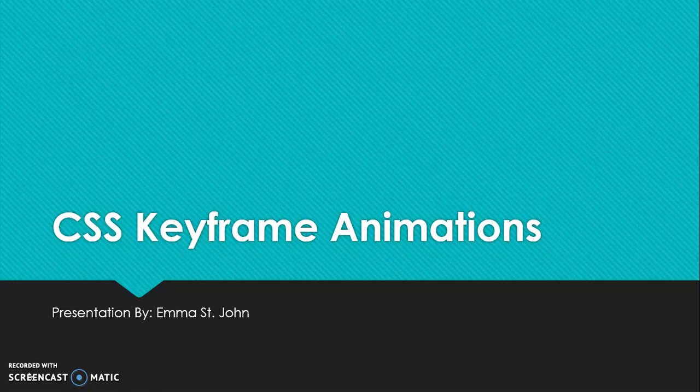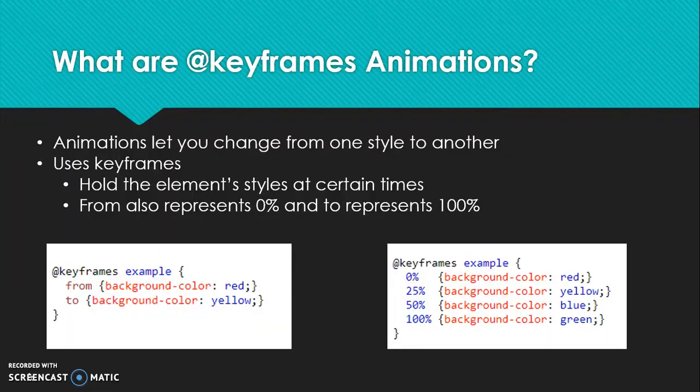Today I'll be presenting on what, at least I think, is a kind of fun topic, which is CSS Keyframe Animations. So what are keyframe animations? Keyframe animations let you change an element gradually from one style to another. And they're especially nice because you can create them without having to use JavaScript or Flash. One of the defining features of keyframe animations is that they use these things called keyframes. And keyframes are a set of frames that indicates the start and the end states of the animation style.